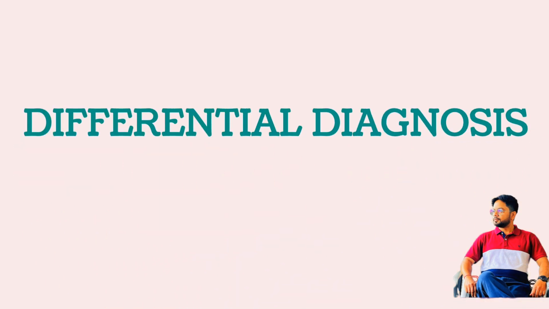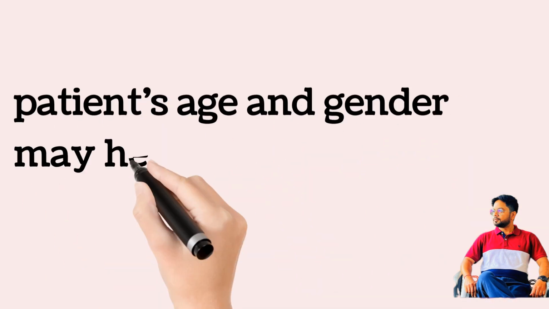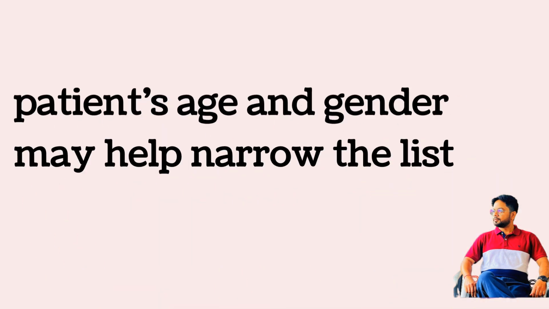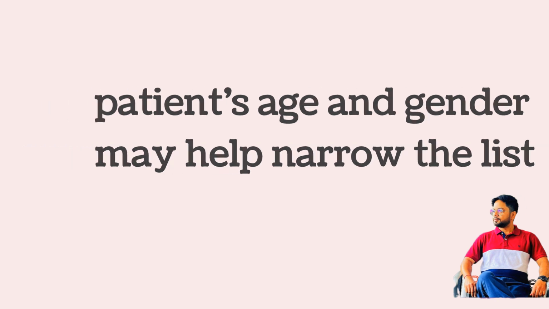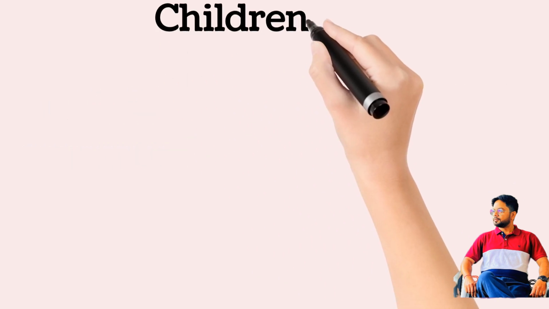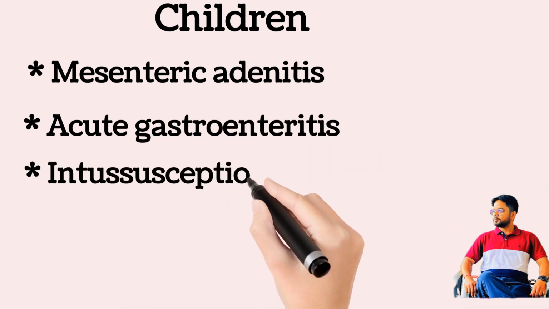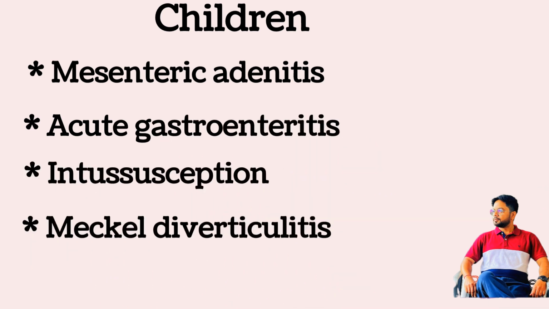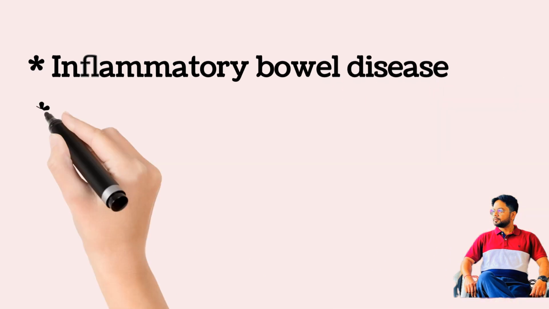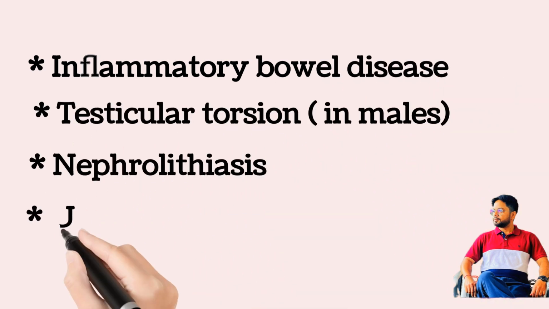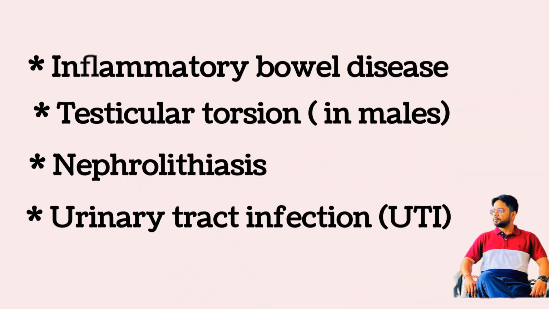Consideration of the patient's age and gender may help narrow the list of possible diagnoses. In children, considerations include but are not limited to mesenteric adenitis, acute gastroenteritis, intussusception, Meckel's diverticulitis, inflammatory bowel disease, and in males, testicular torsion. Nephrolithiasis and urinary tract infection may manifest with right lower quadrant pain in either gender.